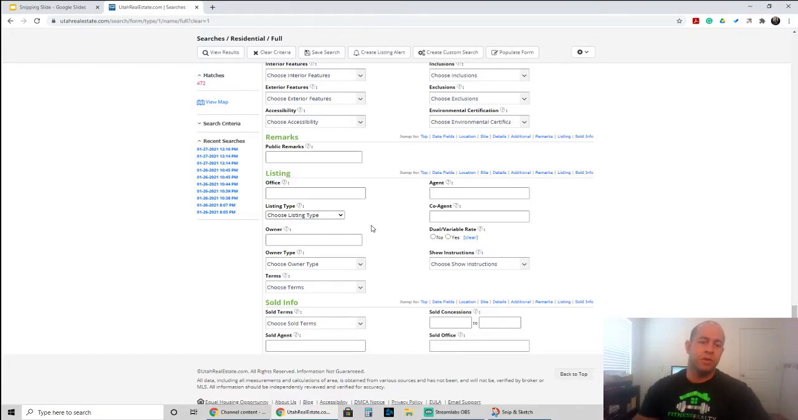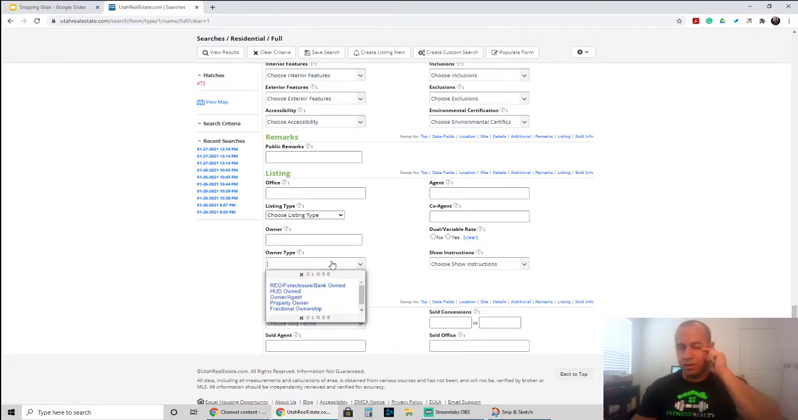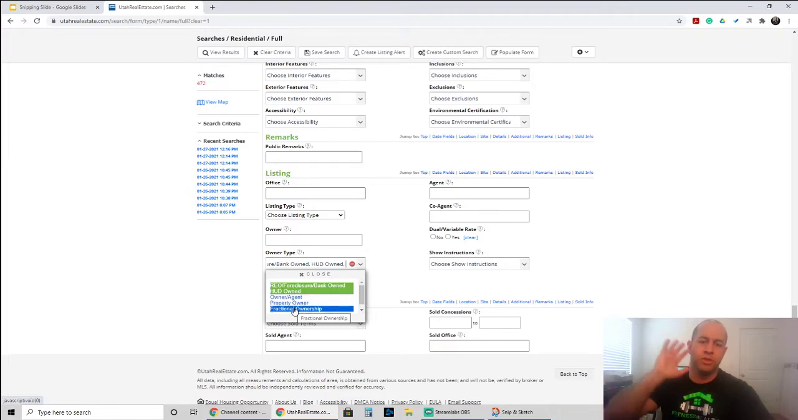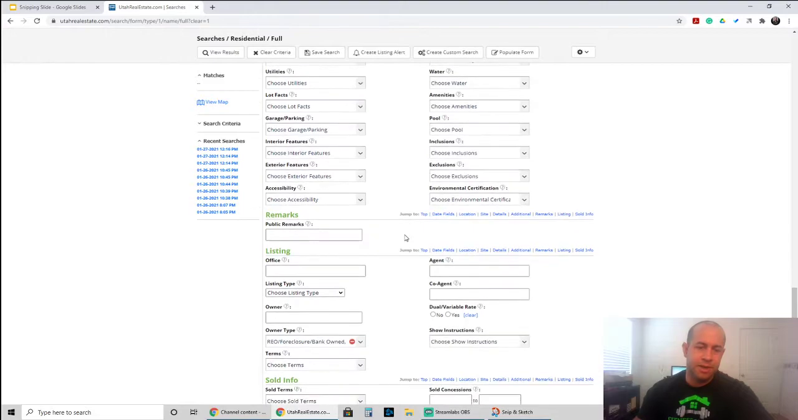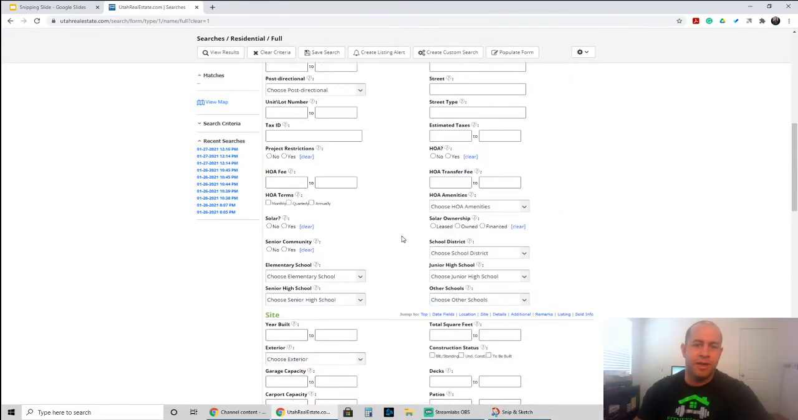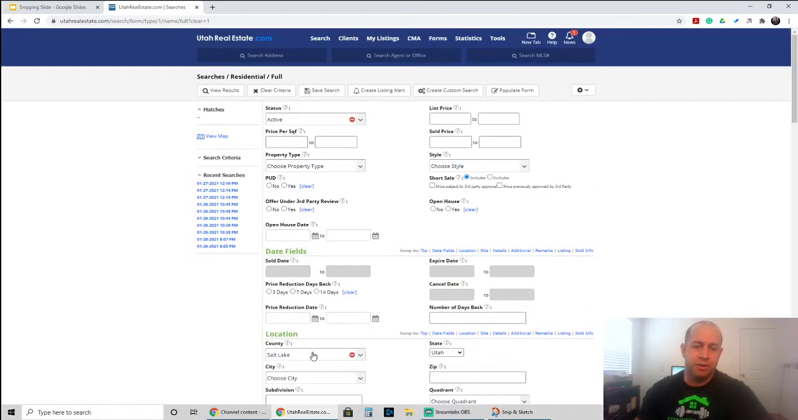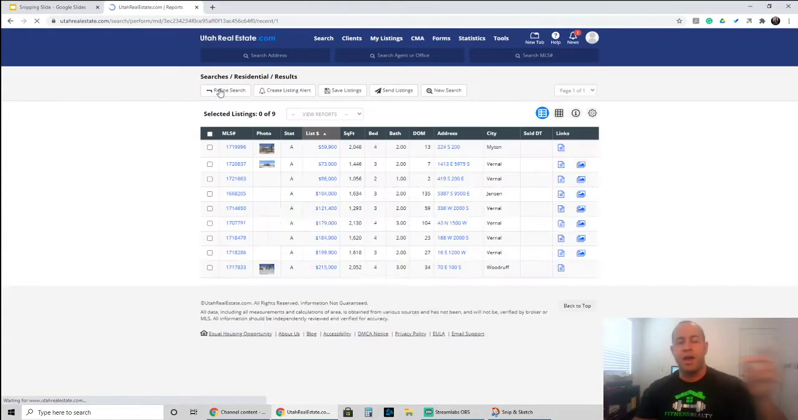So the way we do that is we go down here to owner type, and you can change it to REO. You could do HUD owned. Owner agent, those are just agents that are listing their own home, and then property owner, of course, is just regular listings. So let's do that. Okay, there are not any active REOs at all in Salt Lake County, so let's just get rid of Salt Lake County. So there's only 9.